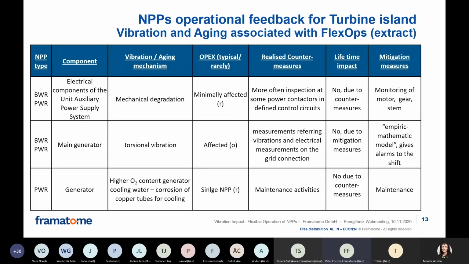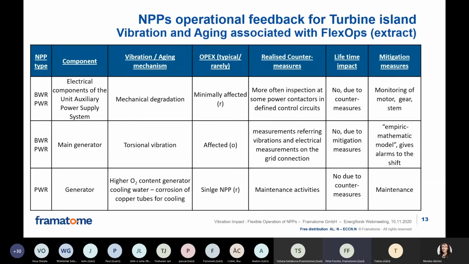In the end, an empirical mathematical model can give alarms to the shift if these torsional vibration peaks coming from outside are getting too high. On the last row, the generator was also rarely faced with higher O2 content in the cooling water, which led to corrosion of copper tubes for the cooling. It was quite a single occurrence. Maintenance activities have to be raised, and the lifetime impact was not so high due to countermeasures, and the mitigation measures are maintenance.